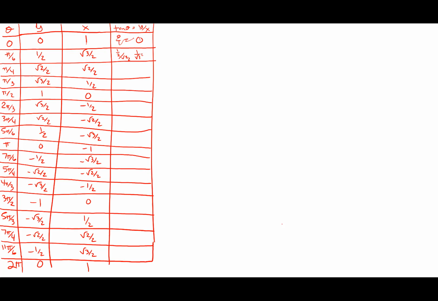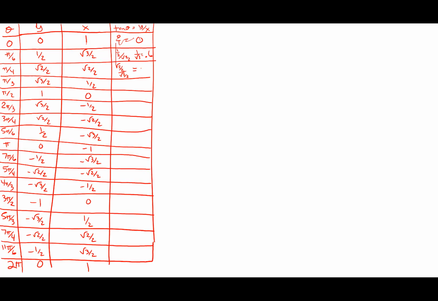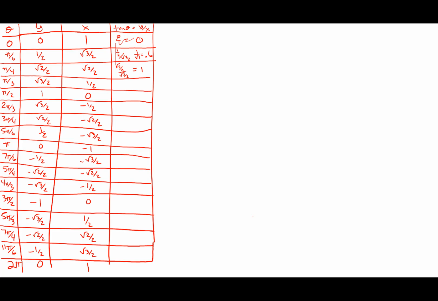Square root of 3. There it is. It's 0.577, so about 0.6. Okay, this was the funny one. It's going to be root 2 over 2 divided by root 2 over 2, which is 1. And then we'll develop the pattern here in just a bit.